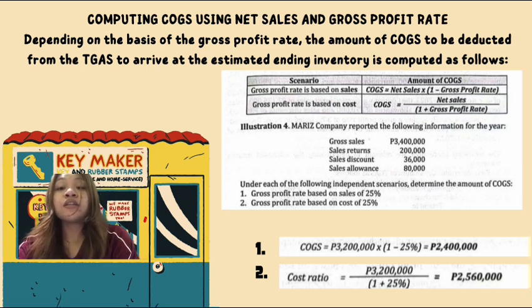The same amount of net sales, which you already got earlier, is 3,200,000 as in scenario 1. We will use it in each scenario. Since the gross profit rate is 25% based on cost, the amount of goods sold for gross profit method purposes is computed as follows. The cost ratio equals 3,200,000 net sales divided by 1 plus 25% gross profit, which is 2,560,000. Always remember that there is always a basis of a given gross profit rate, as the amount of COGS will depend on the following basis.